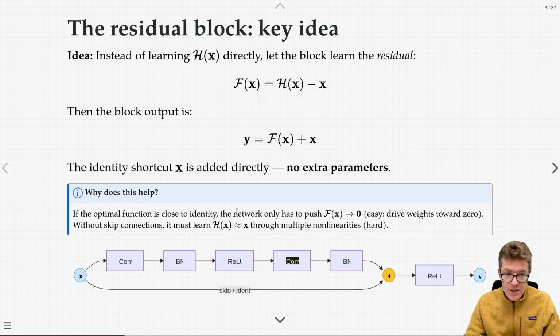If the optimal function is close to identity, if there's not much of a change, the network only has to force f of x to be equal to 0, which is super easy. And without skip connections, it has to learn h of x equals x, but like we complained about a moment ago, this can be hard for a number of reasons.